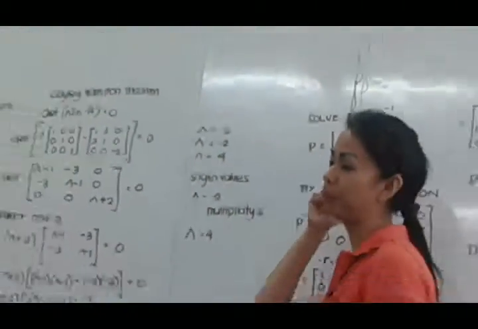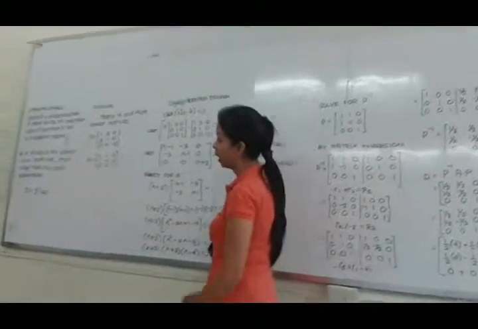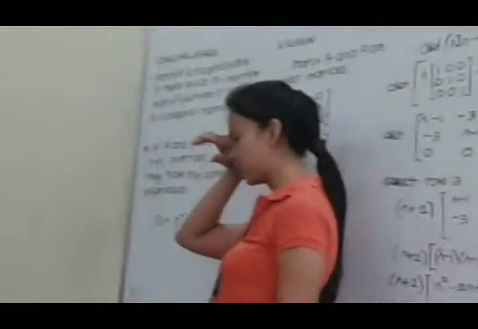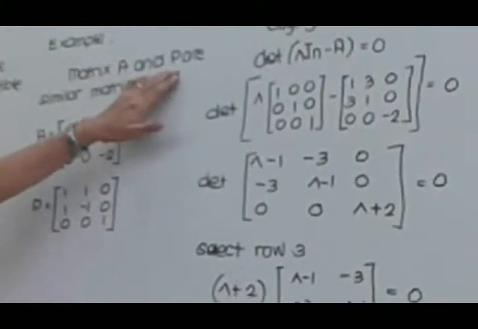So it's the same. From the given theorem, matrices A and B are similar if they have the same eigenvalues. So we have proved that matrix A and matrix P are really similar matrices because we have the same eigenvalues for matrix A and matrix P. Questions?